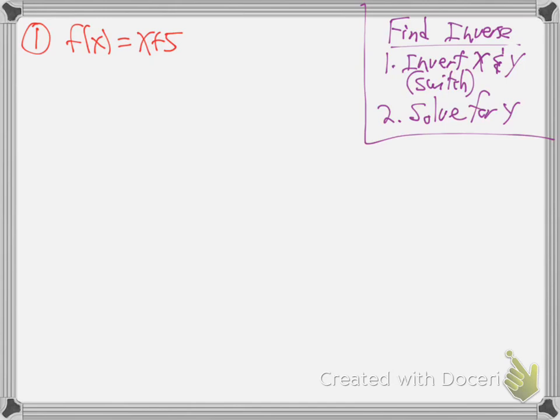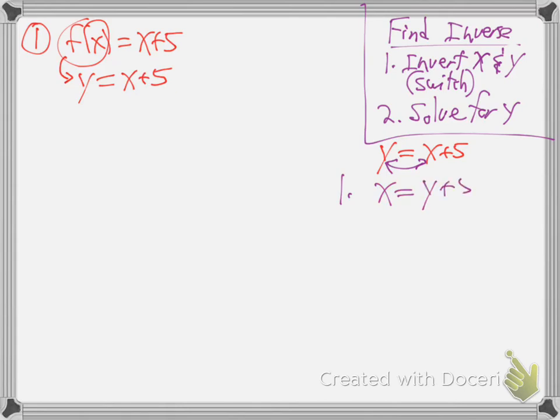No. I said switch x and y. Where's y? Well, remember, f of x, function letters are always y. F of x, g of x, h of x. That's always y by common agreement in the math science world. So if I take that over here, y equals x plus 5, and I do step 1, I switch them. So x equals y plus 5. So that's the switch, the invert.